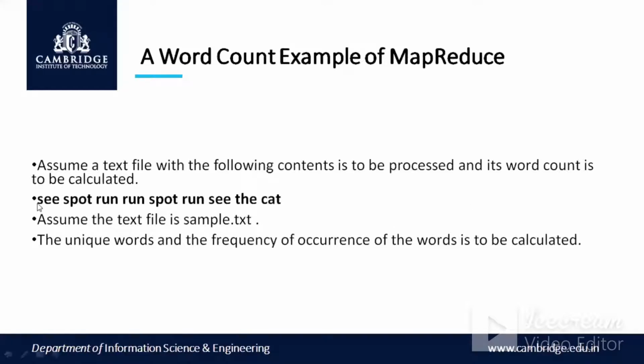The first word is see. You're checking how many times the word see appears in this text file. There are 2 occurrences of see. Next word is spot. Again, this word count program calculates the number of occurrences of the word spot. There are 2 occurrences of spot. Next word is run. The word count program checks the number of appearances of the word run. Here in this text file, you can see there are 3 occurrences of the word run.